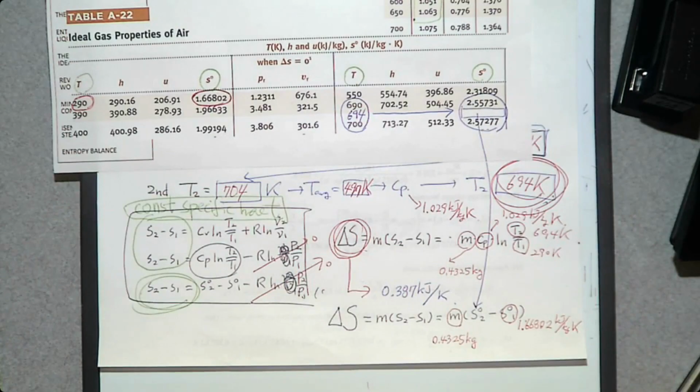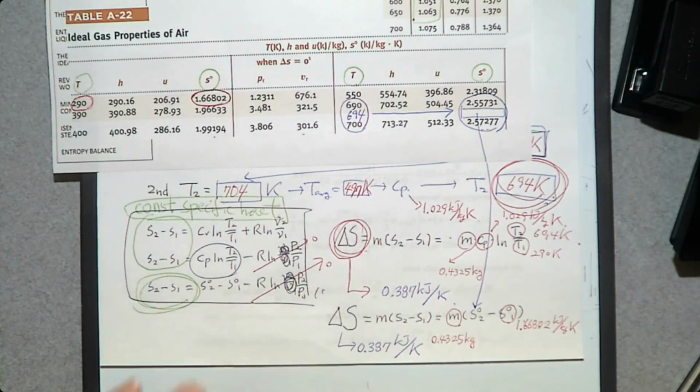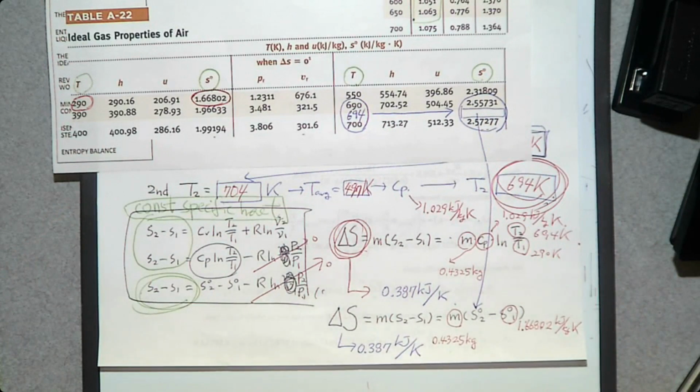Then you get the change in the total entropy. Again, 0.387 kilojoule per Kelvin. So either the constant specific heat method or variable specific heat method, you can see you can get the same value for the entropy change. Any question?